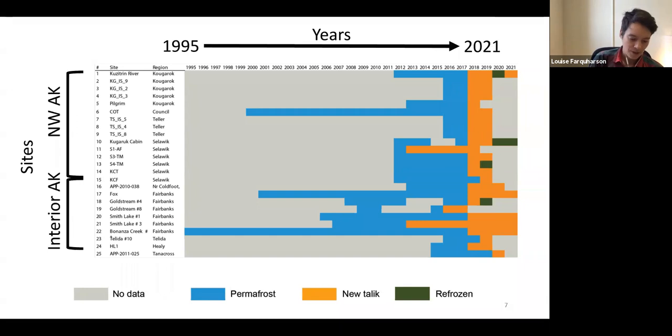What's interesting to see in this table, firstly, is that there are sites where we've had many, many years of consistent permafrost presence and then talik formation, and that this talik formation can be either persistent, with talik forming year after year, or it can be intermittent. Some of these sites, you can see that the ground has refrozen after initial talik formation. So we're in a period of time right now where talik formation is occurring, but in some locations it is still intermittent.